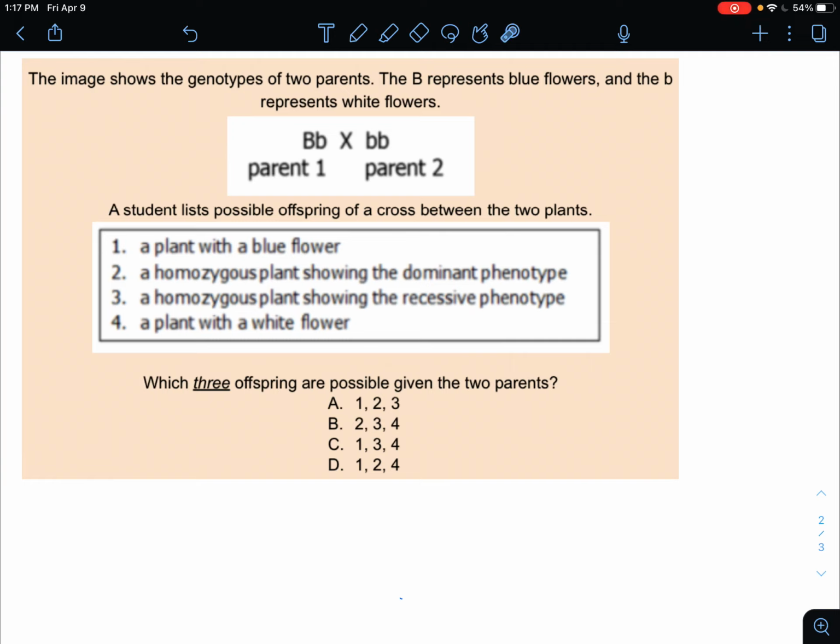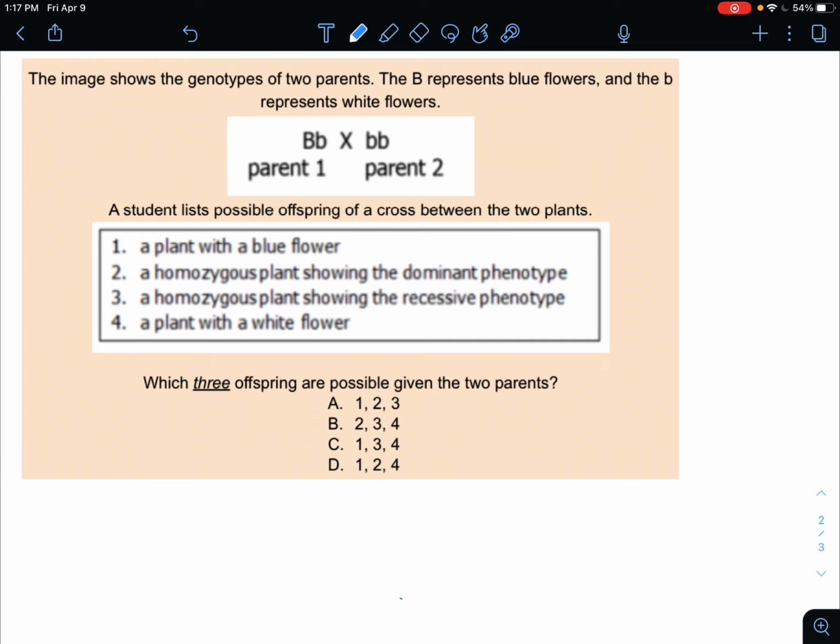It says, the image shows the genotypes of two parents. Here's the image. Here's the genotype for parent 1. Here's the genotype for parent 2. The big B represents blue flowers and the little b represents white flowers.